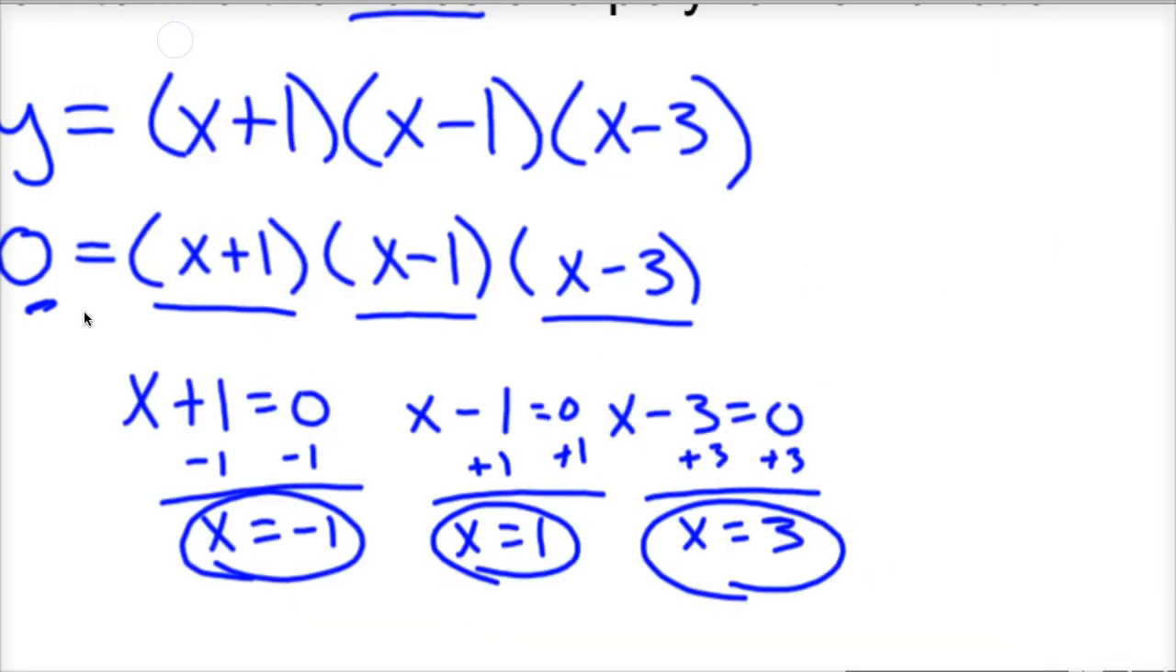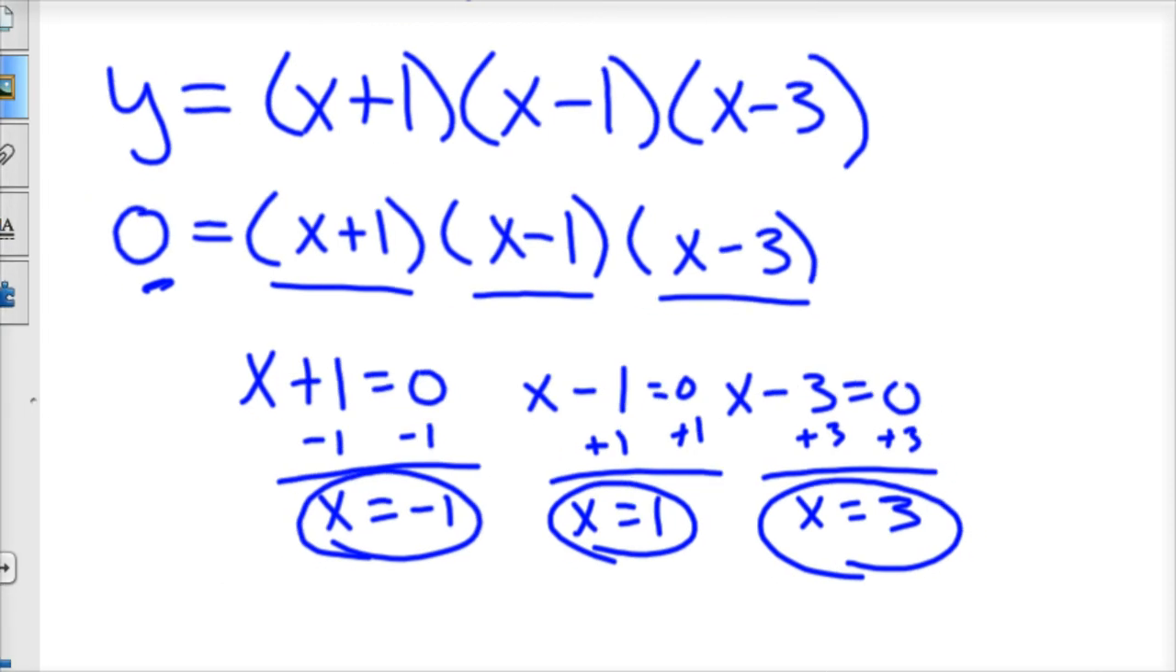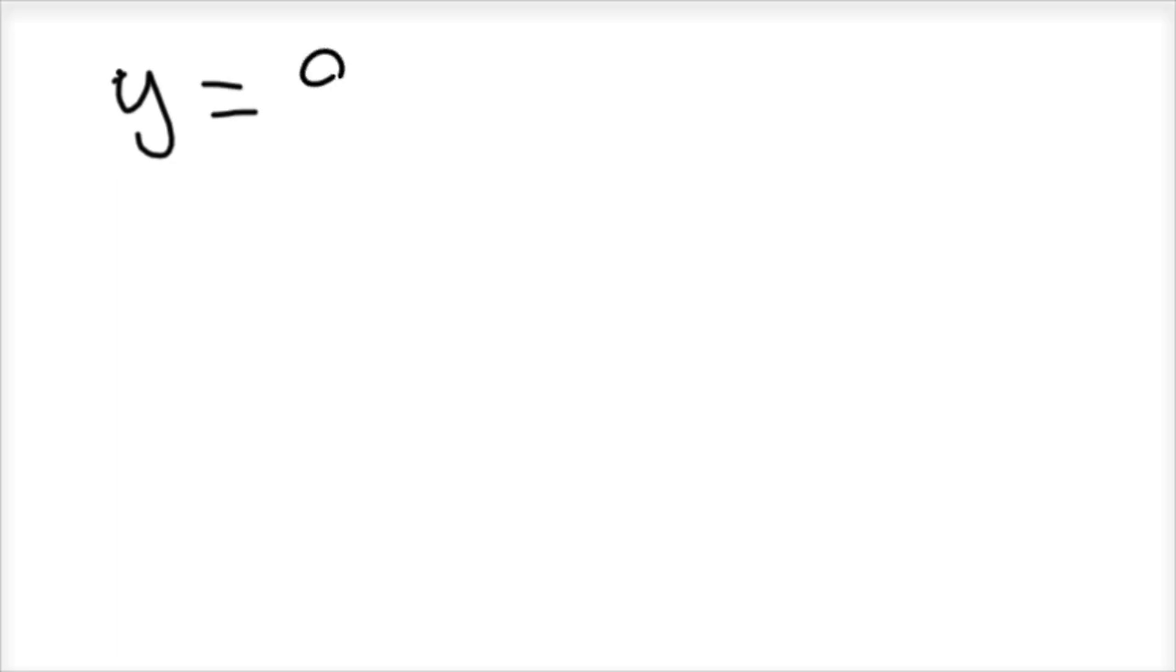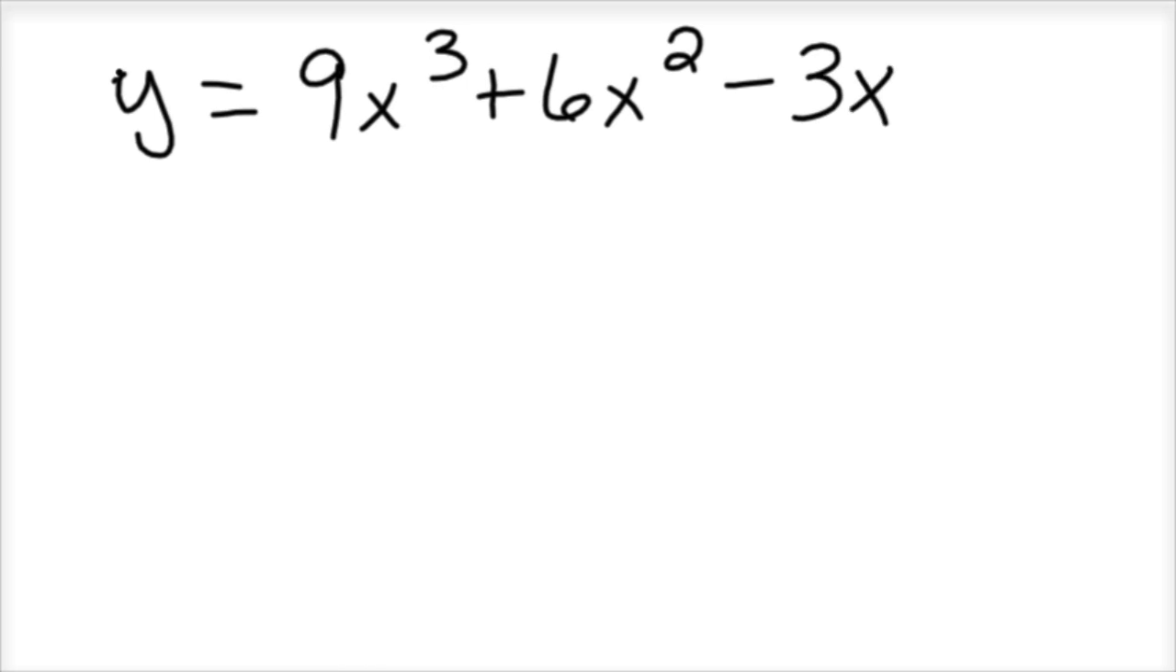So that's that example. Let's try one more of those. Again, I would like you to give it a shot on your own. So here we go. Let me write it up here for you. Let's say we had y equals 9x to the third plus 6x squared minus 3x. Give that a shot. Go ahead and see if you can find the zeros of that function. Okay, so pause it, now begin.